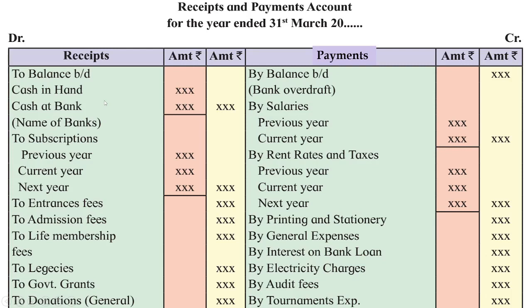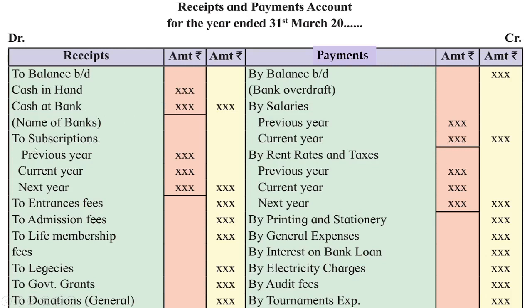See, the receipt side starts with balance brought down, that is the cash balance and also the bank balance, as these are opening balances. Opening balance of the current year means the closing balance of the previous year, so we do not consider this kind of balance. These are given only if you have prepared an opening balance sheet.